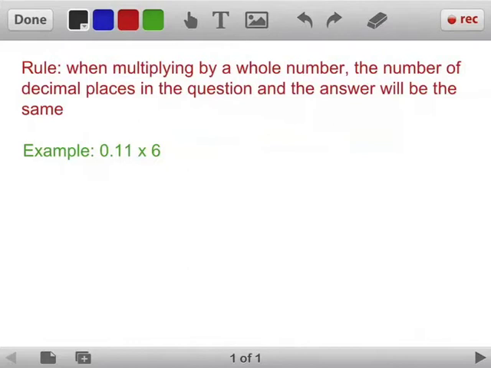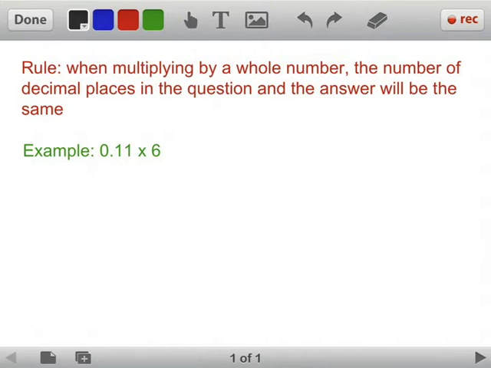Okay guys, welcome to multiplying decimals by a whole number. Now our rule when multiplying decimals by a whole number is that the number of decimal places in the question will be the same as the number of decimal places in the answer. So if this question here, our example, 0.11 multiplied by 6, now there's two digits after the decimal place, which means our decimal has two decimal places. So we should be expecting an answer also with two decimal places. That's a good way in which to check if our answer is correct.